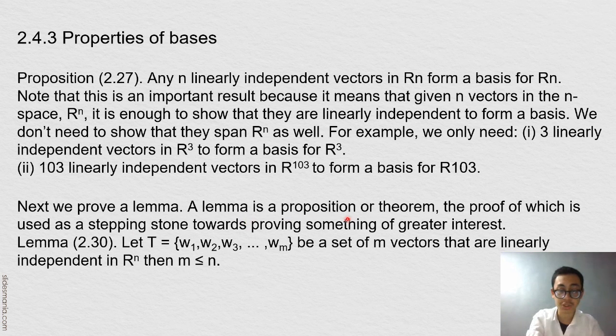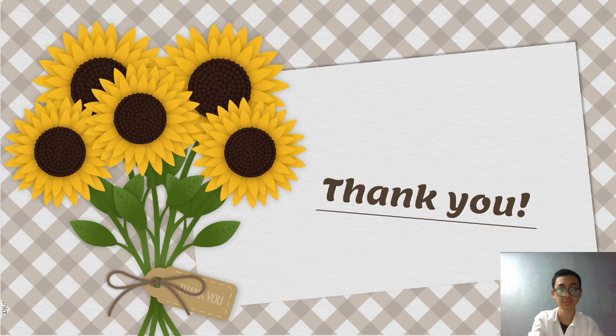Next, we prove a lemma. A lemma is a proposition or theorem, the proof of which is used as a stepping stone towards proving something of greater interest. Lemma: let there be a set of m vectors that are linearly independent in R n, then m is less than or equal to n. This is it for today.